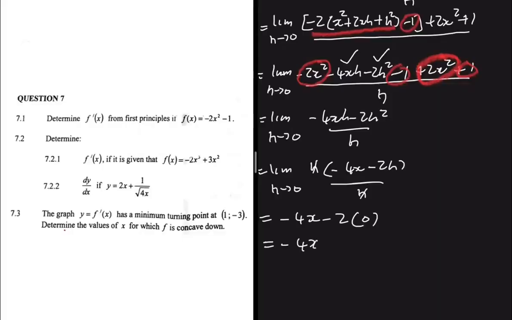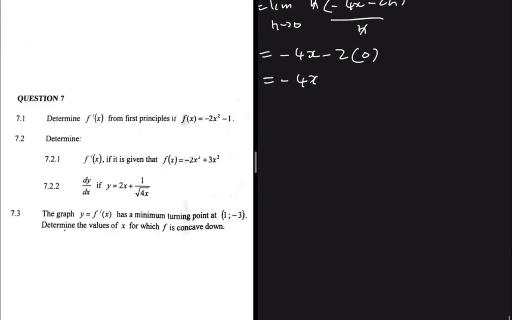And then you can see now that we have the same answer when we use the first principle and when we use the power rule. So now we are convinced that what we did is correct, right? 7.2. The interesting question here is 7.3. That's the interesting question. Let's just do 7.2 first, and then we're gonna move to that.